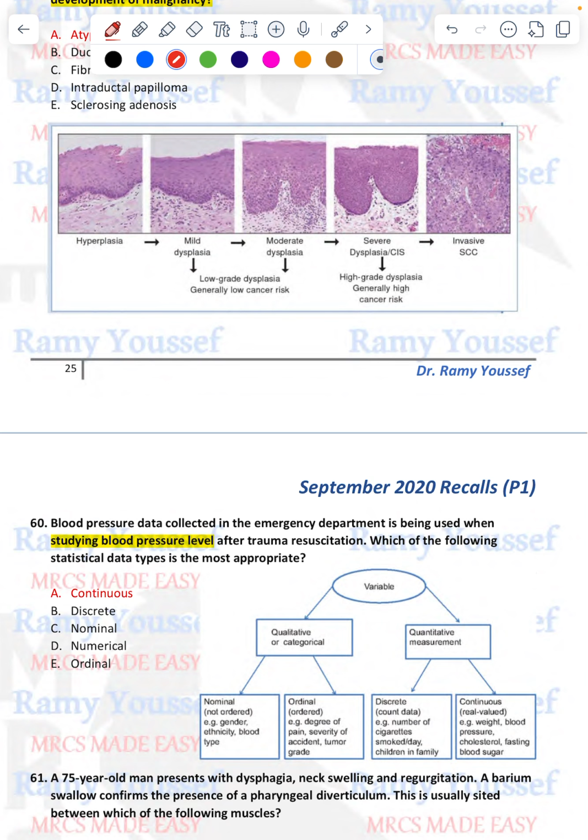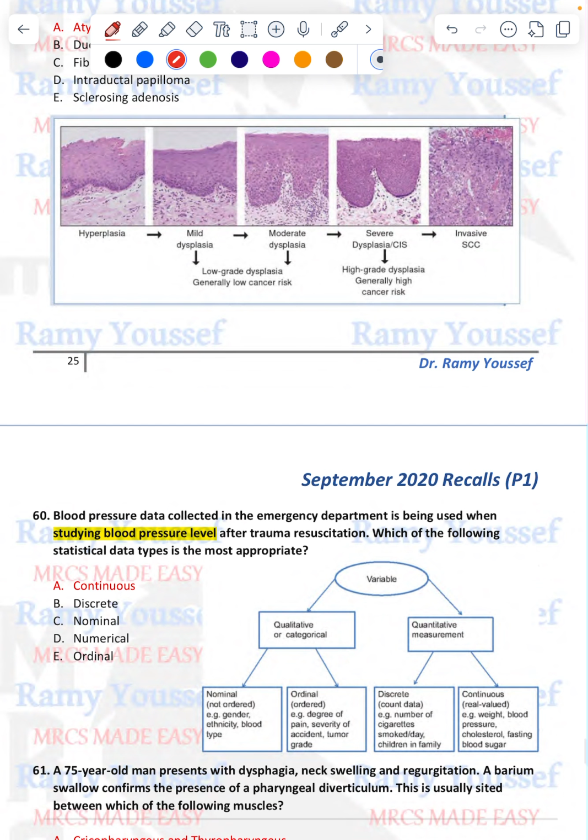Qualitative is categorical, and quantitative is measurement. Category is nominal, not ordered. Ordinal is ordered: degree, severity, and all these. Discrete is count. So here it is continuous. Quantitative measurement, continuous real values are there.